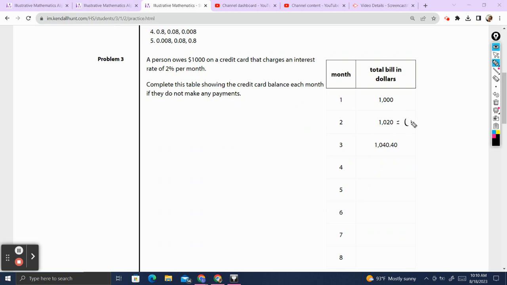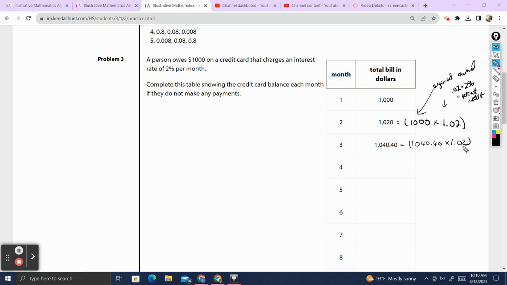The reason for this is because it's the original $1,000 times 1.02. The 1 represents the original amount owed, and the 0.02, which is equal to 2%, is the percent added interest. And that's what we're going to be multiplying by each time. So the amount originally owed is no longer 1,000. It's going to be 1040.40 times 1.02, because we are multiplying the amount originally owed by 2% plus itself.